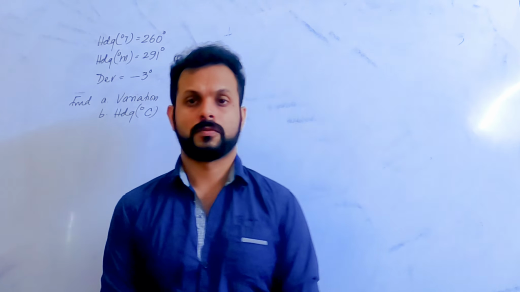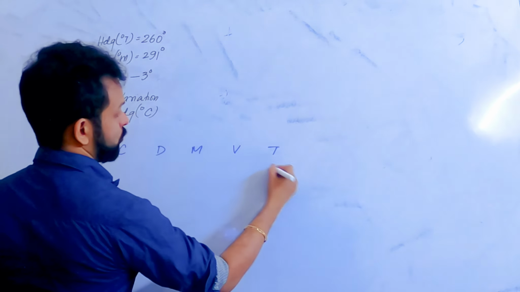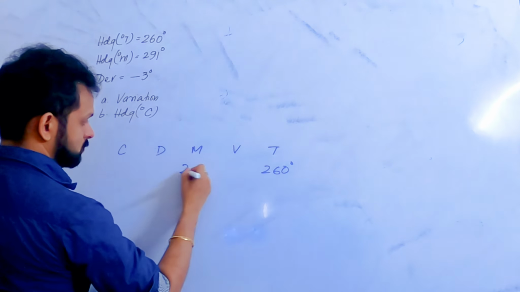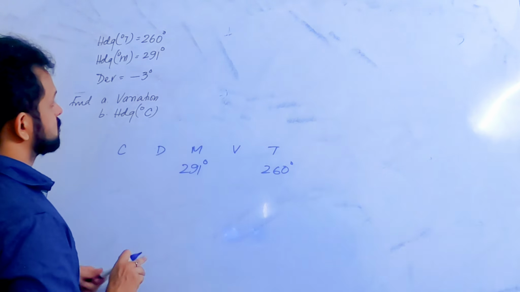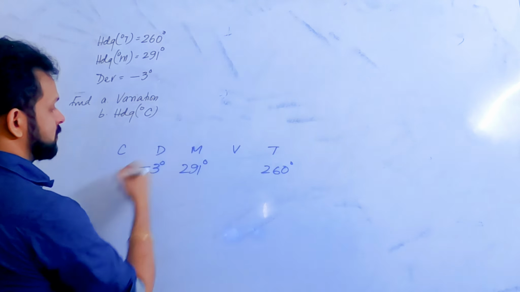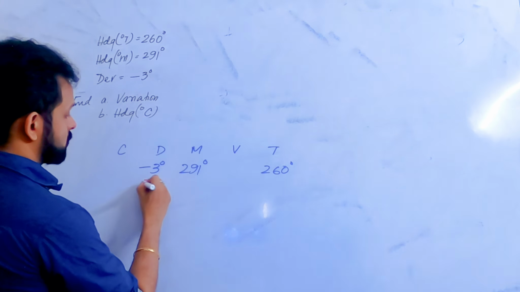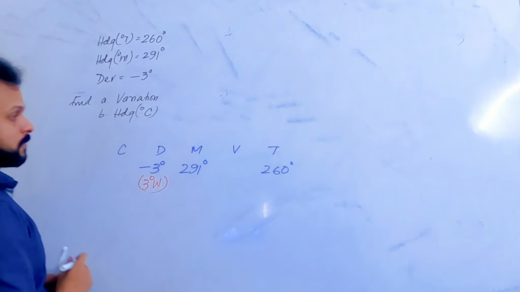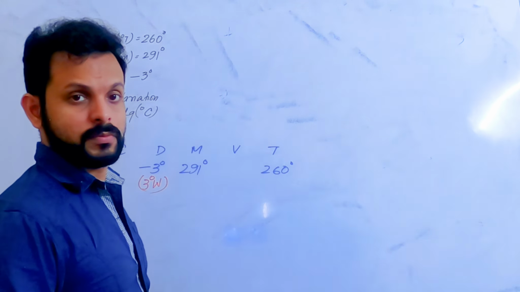So again, we will be writing CDMVT. We are given true heading as 260 degrees. Magnetic heading we are given 291 degrees. And deviation is given minus 3 degrees. So basically that means 3 degrees west deviation. So we are asked to find variation and the compass. The only link is that we have magnetic and the true heading.